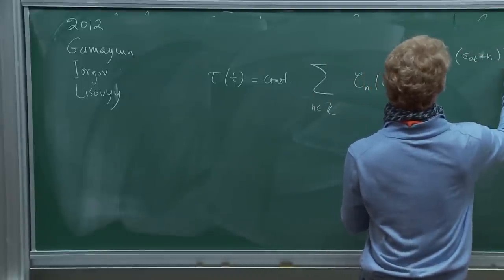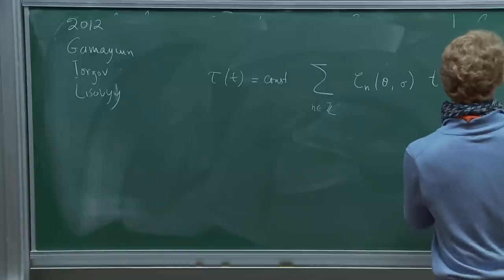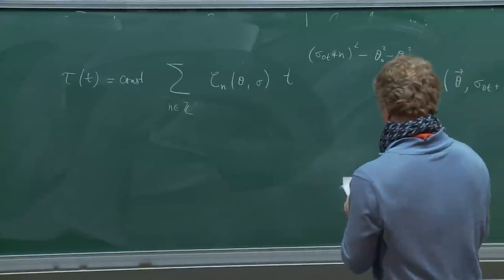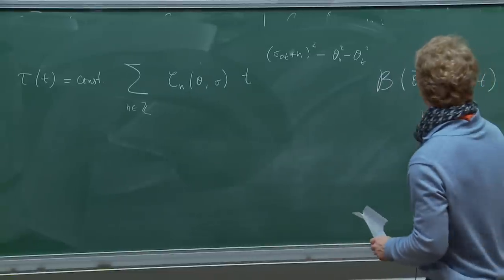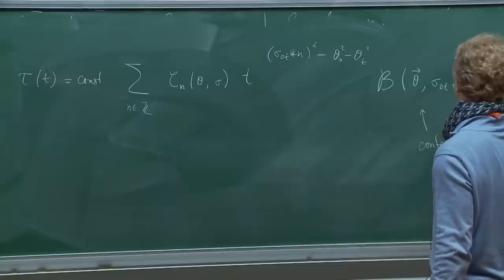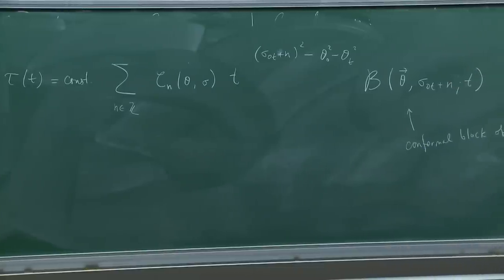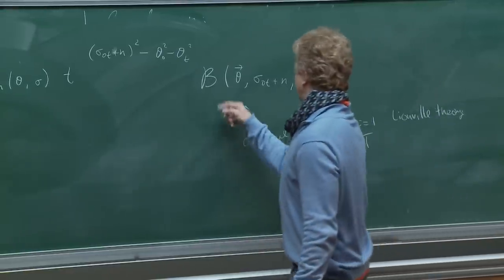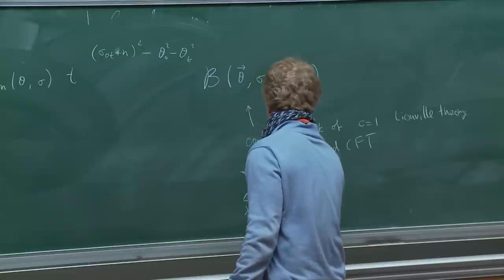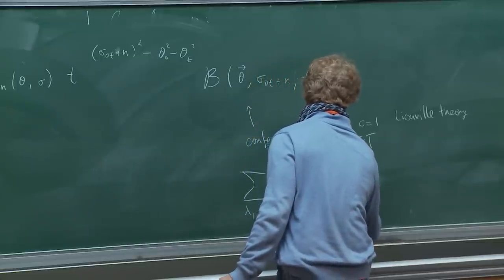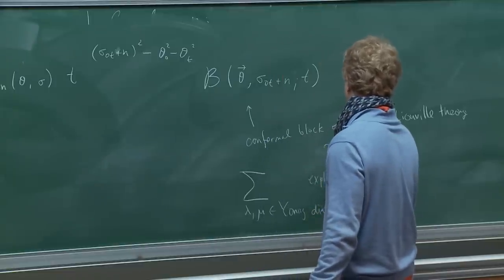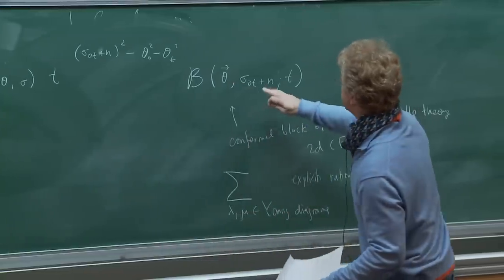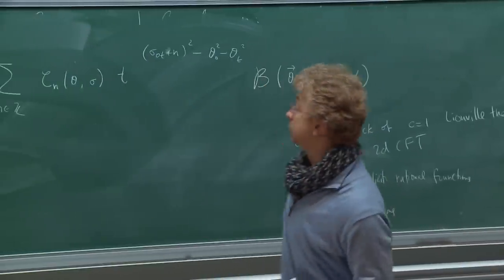Using the notation. So the point is that this is a conformal block of c equals 1 Liouville theory. So this is a two-dimensional CFT. And so it can be represented as a sum over pairs of Young diagrams. So these are some explicit rational functions of the shape of a diagram and of the parameters. So what are these parameters? This vector theta is the four eigenvalues which we had before.